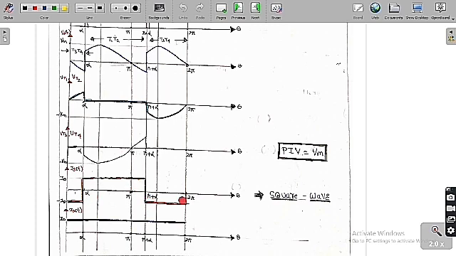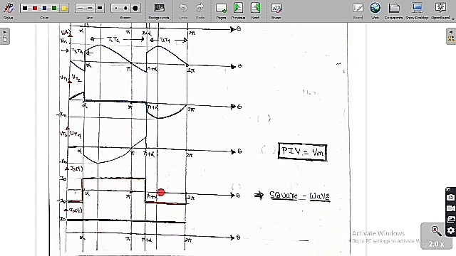Whereas from pi plus alpha to 2 pi plus alpha, T3 and T4 conduct. Therefore Is of t is equal to minus I naught of t, the negative of the load current. So from alpha to pi plus alpha, Is of t equals I naught of t, and from pi plus alpha to 2 pi plus alpha, Is of t equals minus I naught of t, so it will be a negative current. This is the source current and this is the load current. We can say the source current is a square wave.